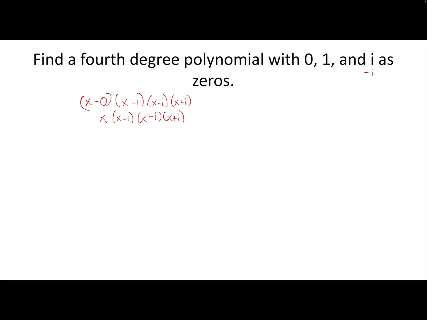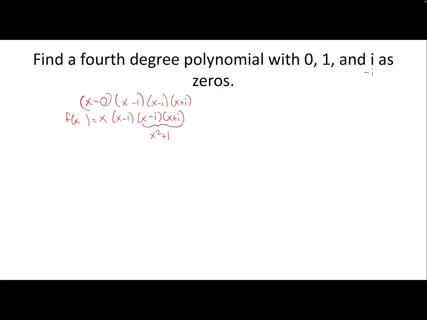This is not a polynomial, this is the factored form, so we need to multiply these out. We want to multiply these two together first before we multiply them by the others. So x times x is an x squared. Outsides, insides are going to be 0 by definition or by design. And a negative i times a positive i is a negative i squared, which is a positive 1.